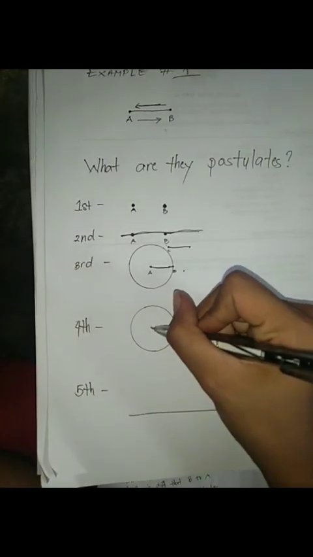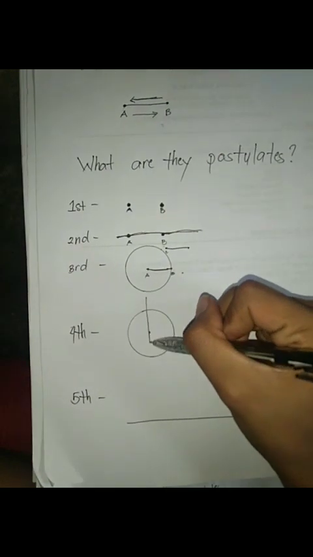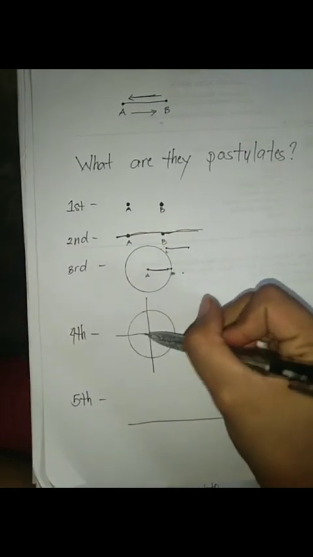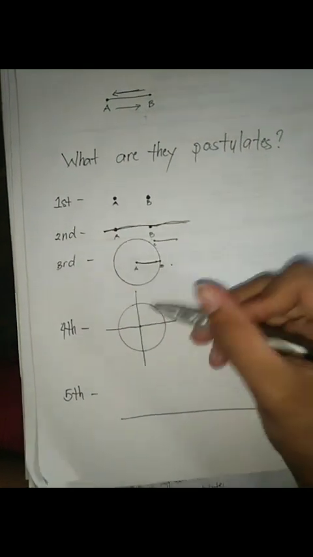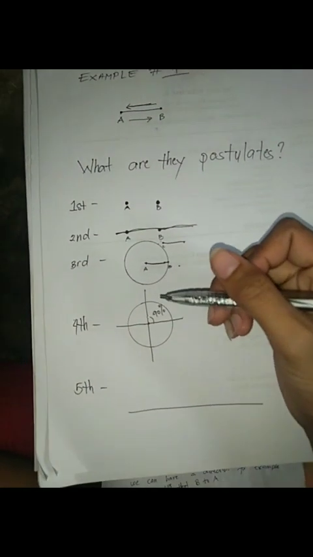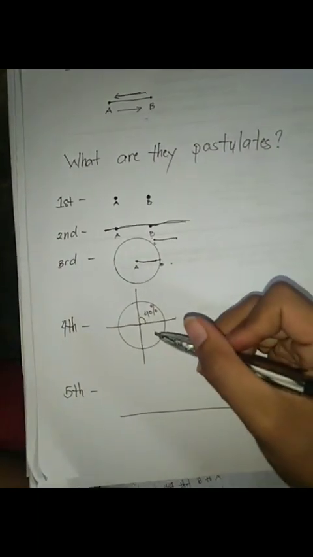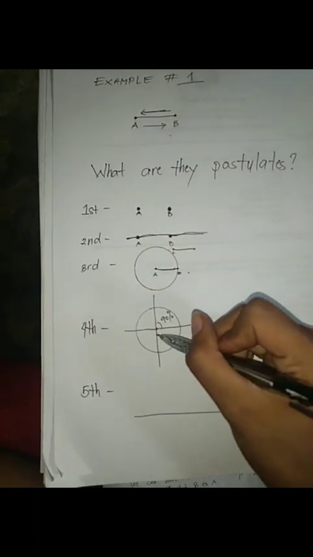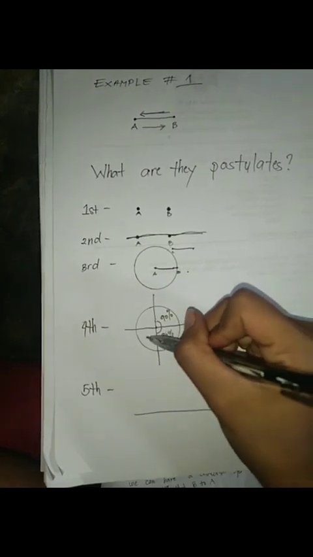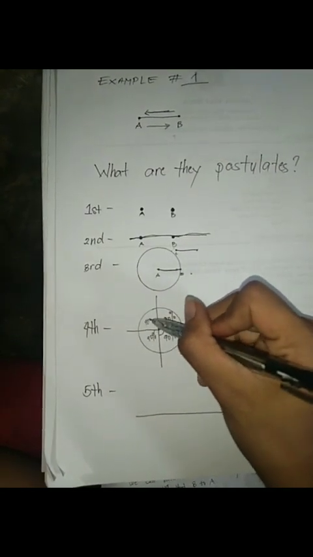And the fourth postulate, we have a figure like this one. Let's say it's a center. All these angles are equal to 90 degrees. It says that all right angles are equal. This is also 90, here 90, and also here is 90 degrees.